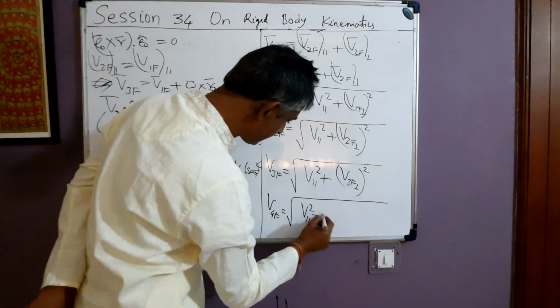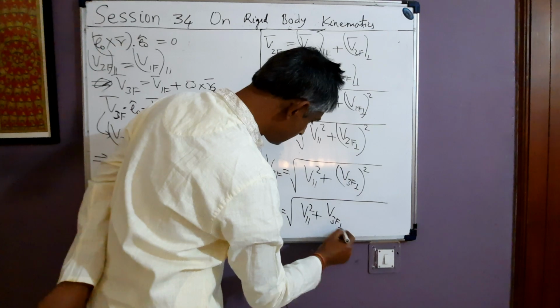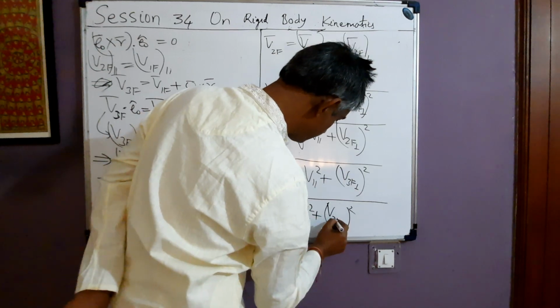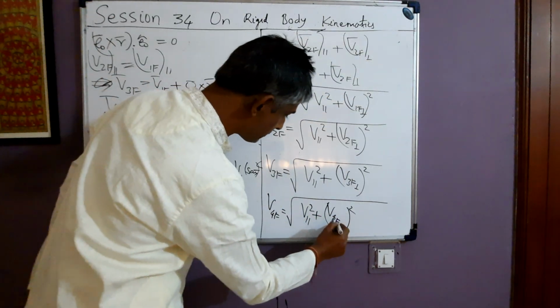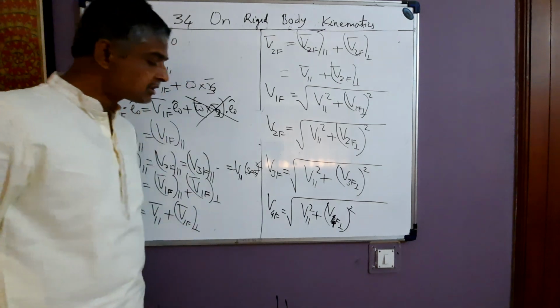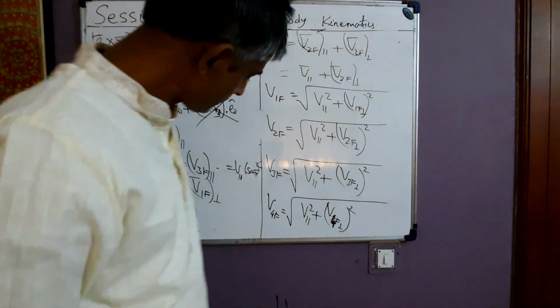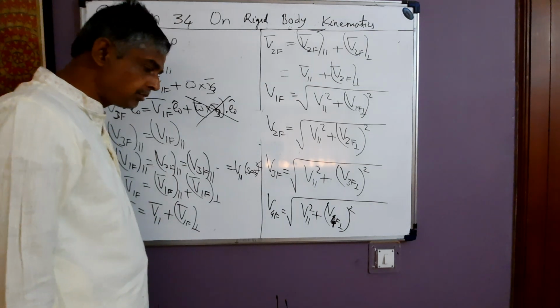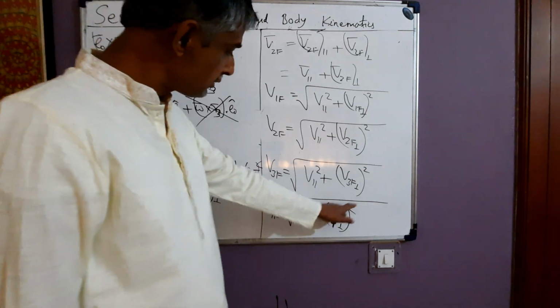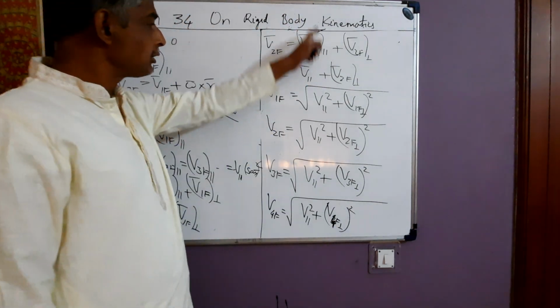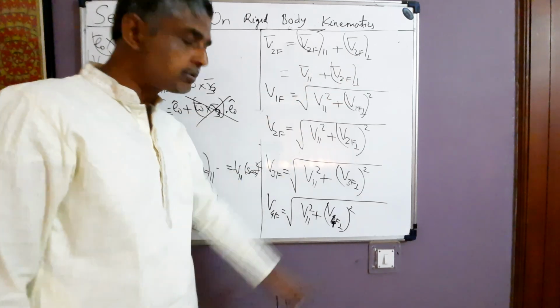This becomes V parallel square plus V3F perpendicular whole square and so on. Sorry, V4F perpendicular square. So in this way we can write similar equations for other locations of M with respect to F. Alright. So V4F is equal to root under V parallel square plus V4F perpendicular square. In this way we can write for all the locations of M with respect to F. Similar equations we can write. Fine.